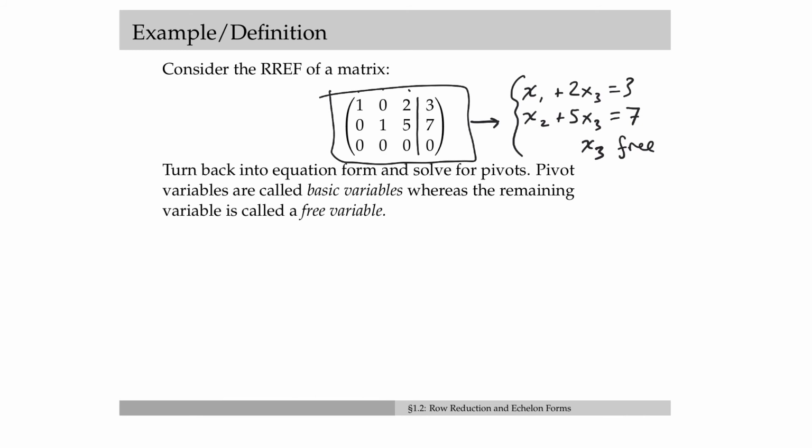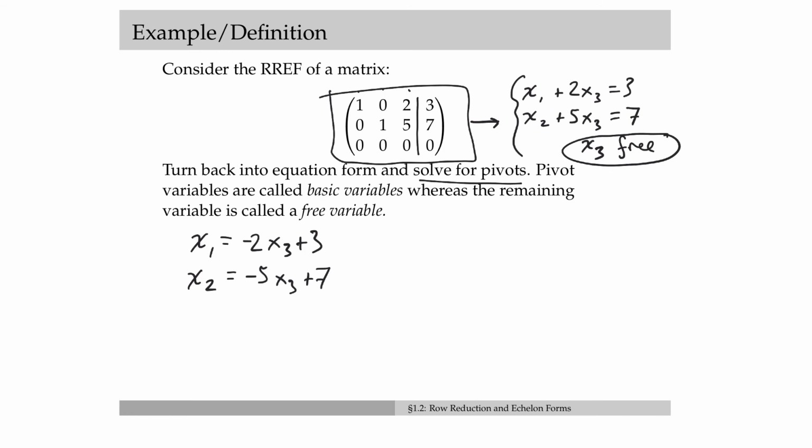So turn it back into an equation, and let's solve it now for the pivots. So that's x1 equals negative 2x3 plus 3, x2 equals negative 5x3 plus 7, and then to turn this into an equation, x3 being free is equivalent to us saying, if you think about it, x3 equals x3.